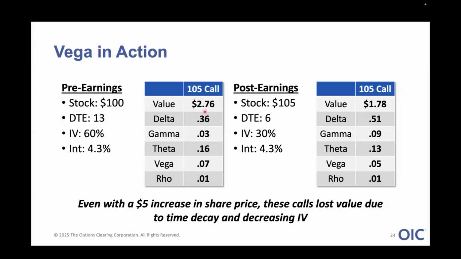And now you paid 276. Now you'd be sitting on a profit. But in this case, you needed a bigger move than 5% to make money on these options. You probably needed like a 7.5 or 8% move.